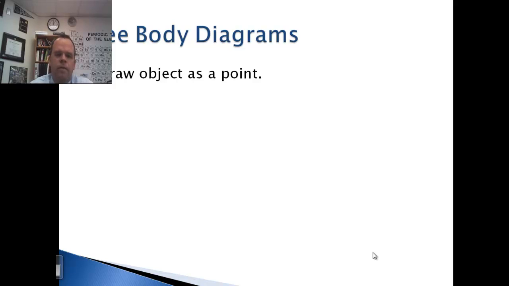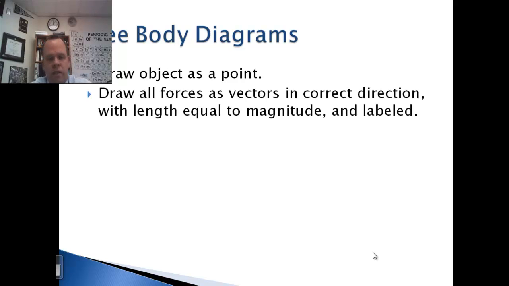A free body diagram involves drawing the object you're looking at as a point. We draw the point at the center of mass of the object, and that point stands for the entire mass of the object. Then we draw all the forces as vectors, as arrows, in the correct direction, with length equal to their magnitude, so a longer arrow means a larger magnitude, and labeled with the correct symbol for the force. So we're going to draw all the forces on an object, pointed in the correct direction, drawn to the correct length, all originating from the center of mass of the object. So this is a diagram that allows us to see all of the forces that are occurring on an object.